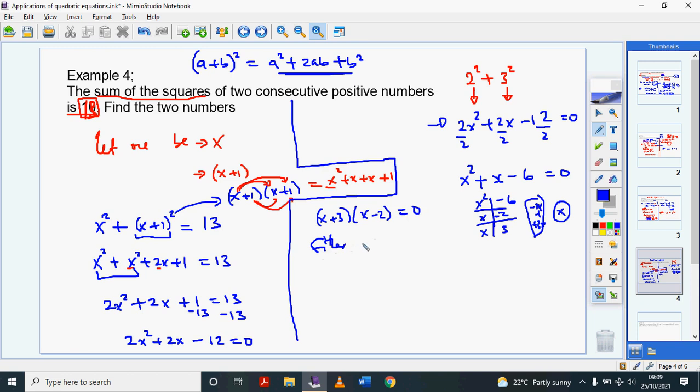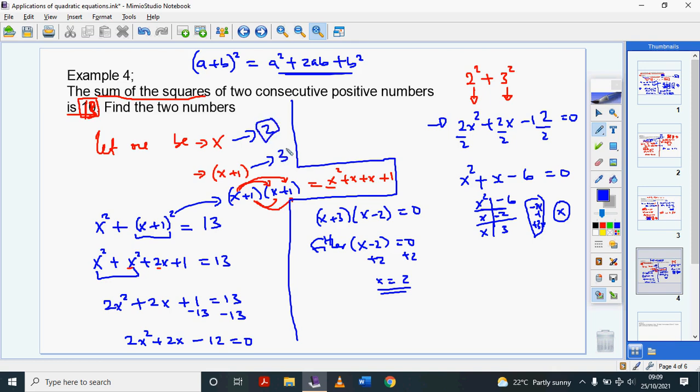either x minus 2 is equal to 0, and then you add 2 both sides, then you get x is equal to 2. When you get x is equal to 2, you know your first number was x, so that will be 2. The next number is x plus 1, which will also be 2 plus 1, which will be 3.